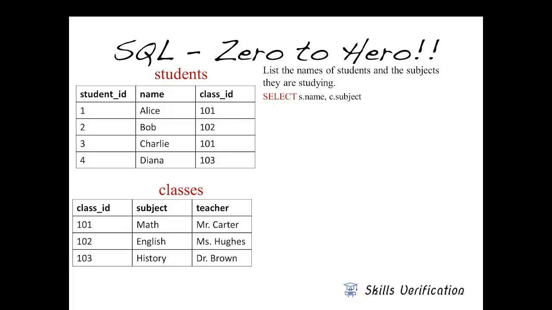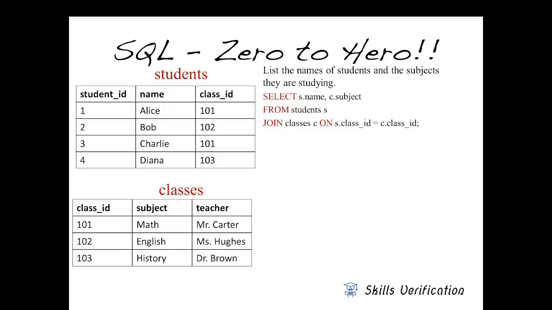We are selecting from both the students and the classes table, and they are linked by class ID. So to write the join, we continue the query by saying from students as s join classes as c on s.classID equals c.classID. So this is how you write an explicit join by using the join keyword.